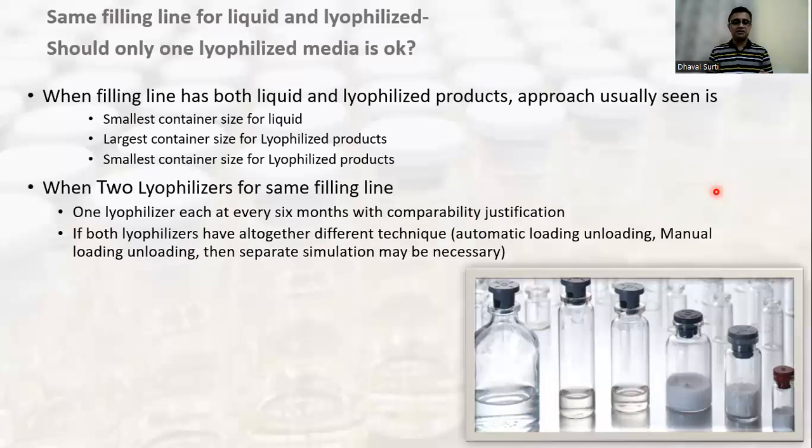When two lyophilizers are for the same filling line, then what can be done? So one lyophilizer every 6 months with compatibility justification. So if both lyos are the same with the same loading and unloading technique, then every 6 months you simulate one lyo here, and in the next 6 months another lyo. If both lyophilizers have altogether different techniques, that is manual loading and unloading versus automatic loading and unloading, then separate simulation may be necessary.